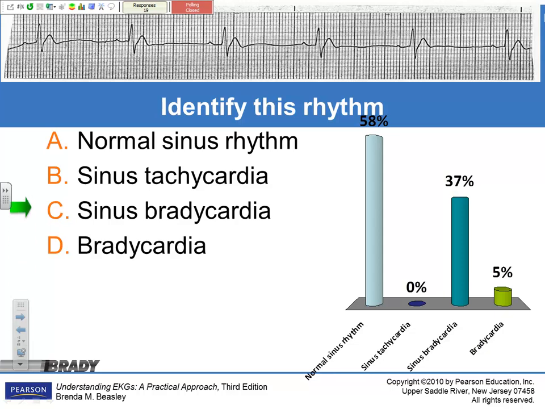For those of you that pick normal sinus rhythm, you got to look at this thing. Now this is, see the dark thing here? You're only counting a 6-second strip. So if you counted this part as part of your 6-second strip, you missed that.